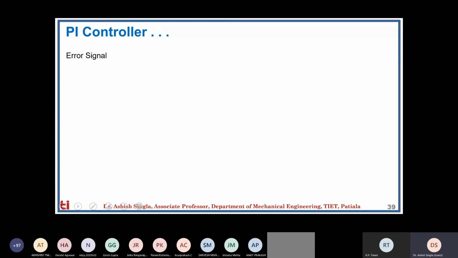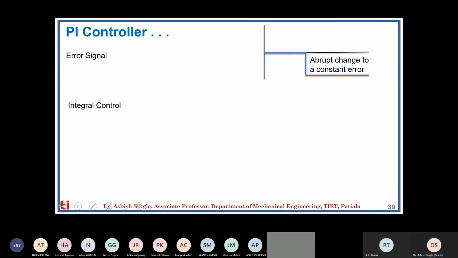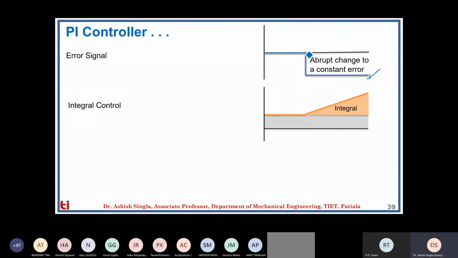And finally, we can see the PI controller. Let's say this is the error signal, where there is a sudden abrupt change, which is constant. Integral control alone is based on the total amount of error present, so this will keep on increasing this way. And you can see the constant when there is no error. Even at that time there is some amount of torque being provided. This is a constant term which can handle the static loading.